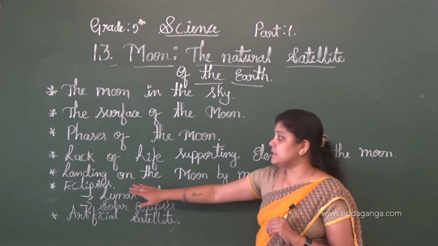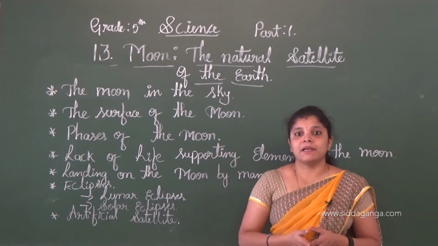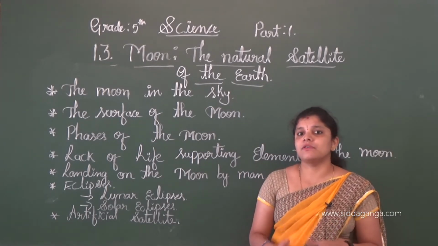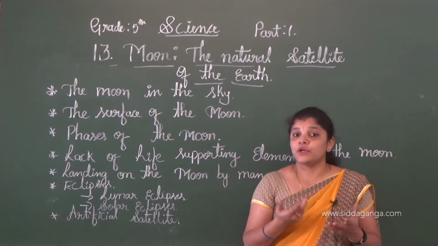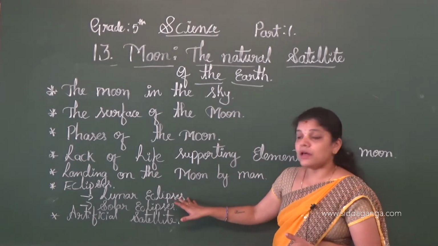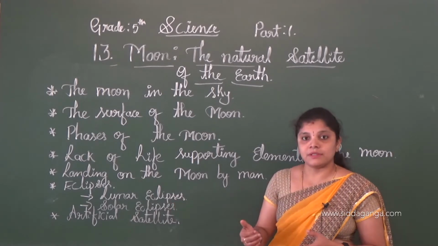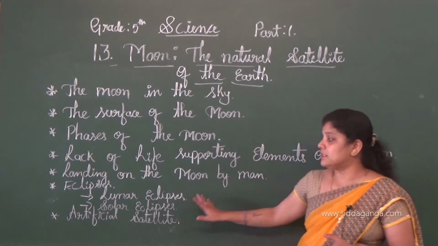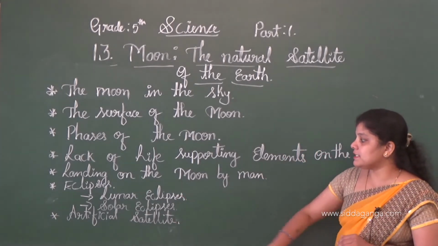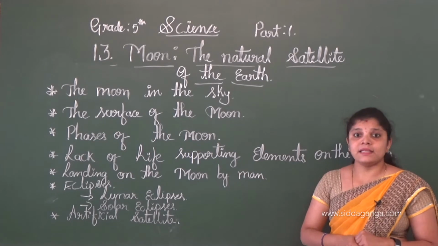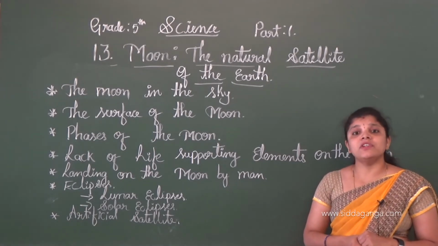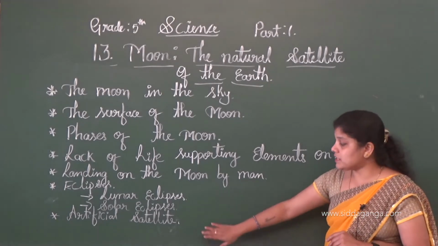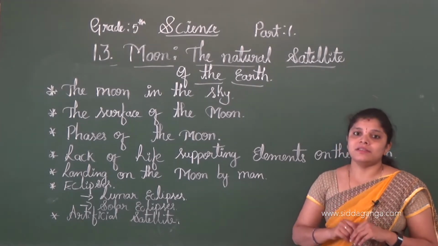And the next point is eclipses. Eclipses in Kannada we call grahana. Normally an eclipse happens because of the moon only. There are two types of eclipse, lunar eclipse and solar eclipse. About the lunar eclipse and the solar eclipse we will learn in this topic. And the last topic is artificial satellites. Man has sent many artificial satellites for many purposes. About artificial satellites we will learn in the last topic.